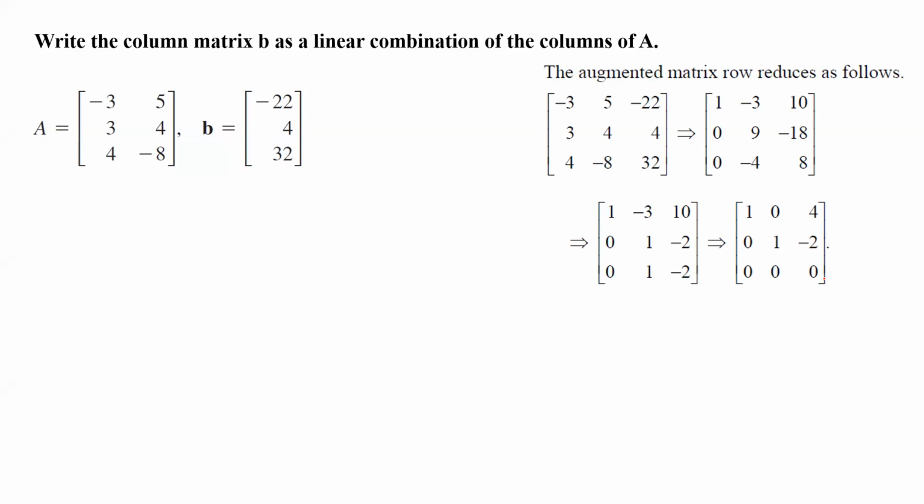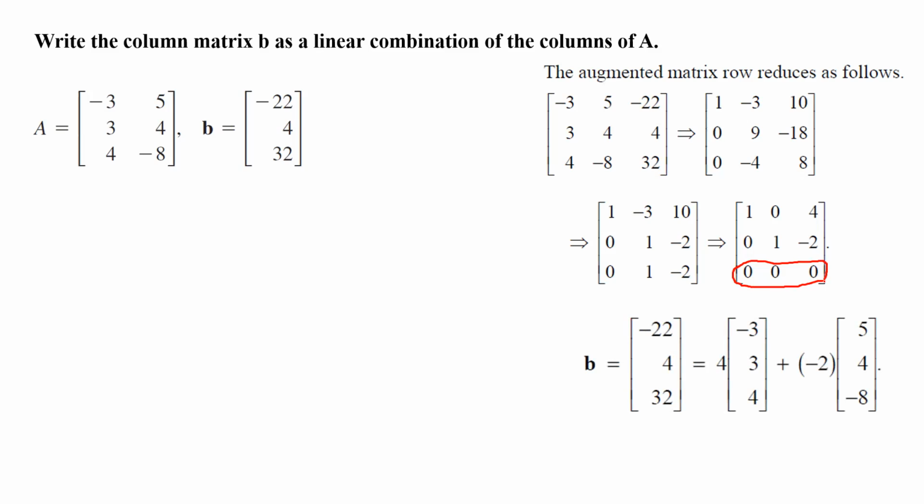But in the process, you notice that you end up with a row with 0, 0, 0, that makes your calculations easier. Why is that? Because B, negative 22, 4, 32, can be written as 4 times the column negative 3, 3, 4 plus negative 2 times column 5, 4, negative 8.